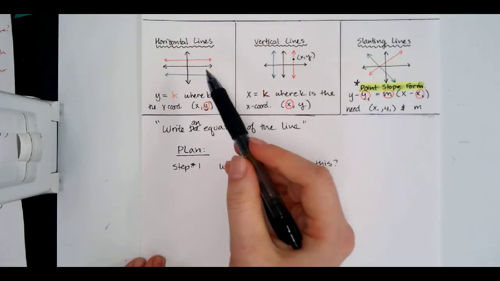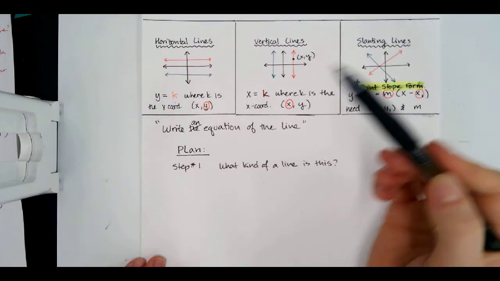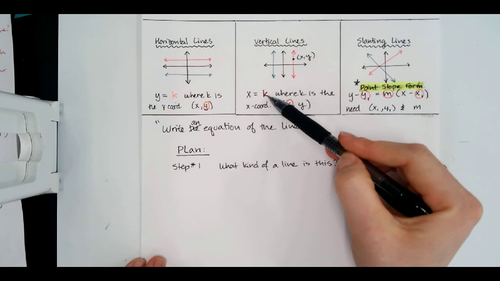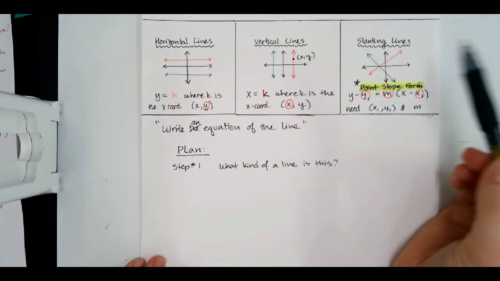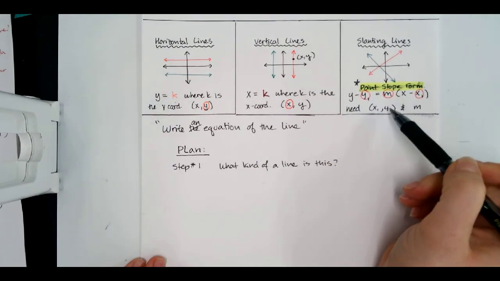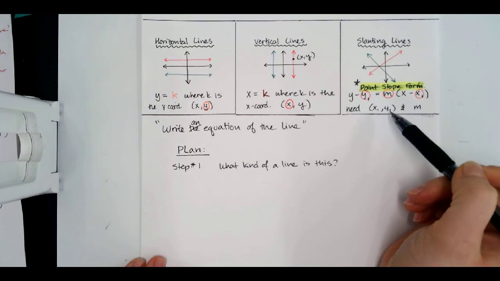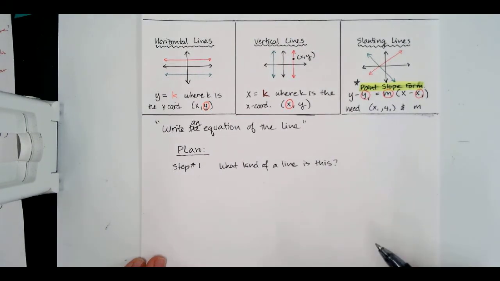If it's a horizontal line, we're going to use that equation. If it's a vertical line, we'll use that equation. And if it's a slanted line, I know I need to find my slope and a point. So it's important to determine what kind of a line we have. The next step.